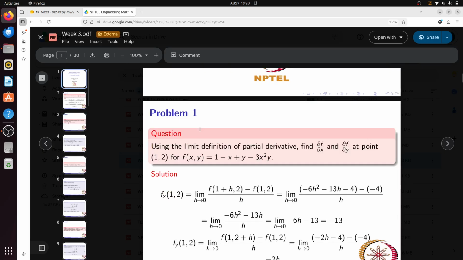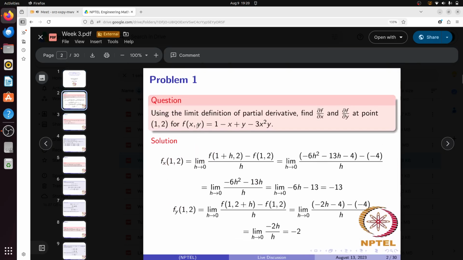These I think I have already discussed. This problem is very easy to solve. You have f of x, y; you take del f del x and del f del y. You need to solve del f del x and del f del y, and this is a very easy problem. You just use the definition, and then by using the definition you can skip it.